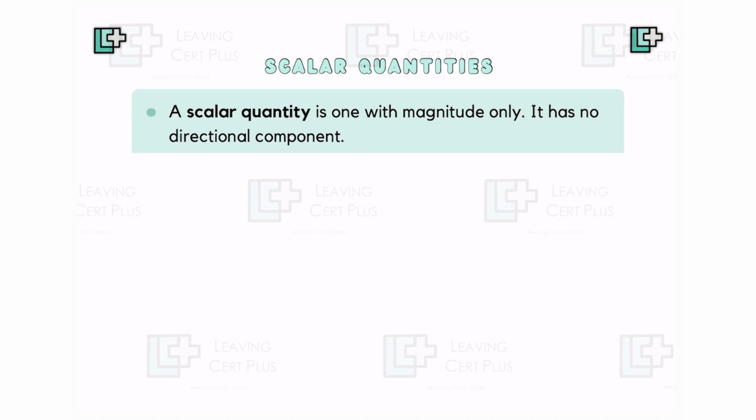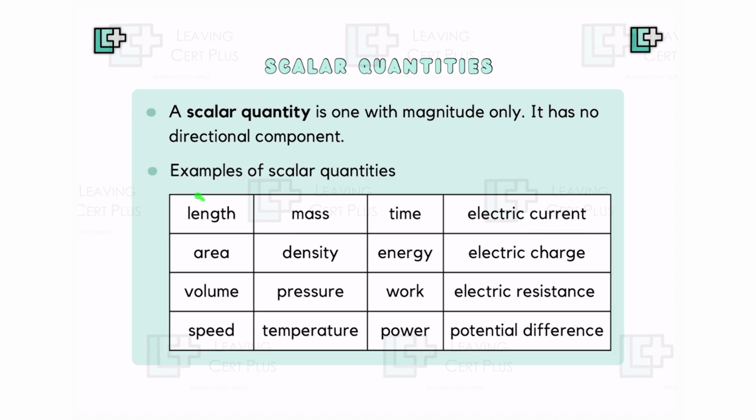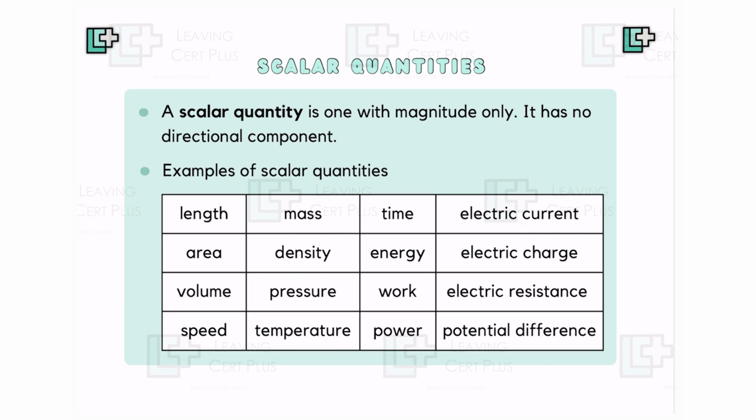There are quite a few of those quantities on the physics syllabus. Some of them include length, mass, time, temperature, pressure, volume, or speed. And we're going to look at some examples of some of those.